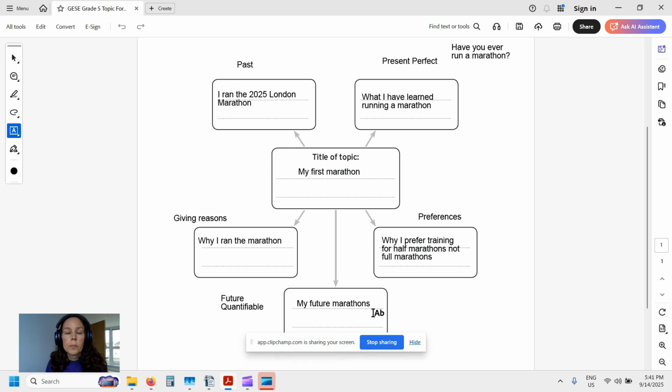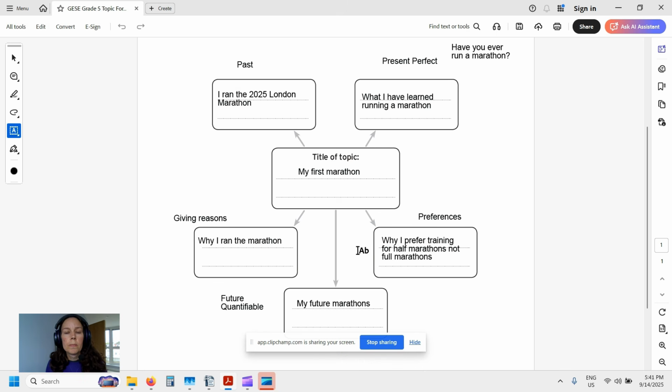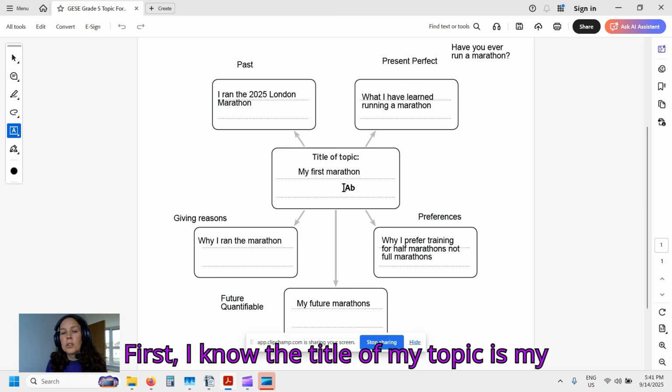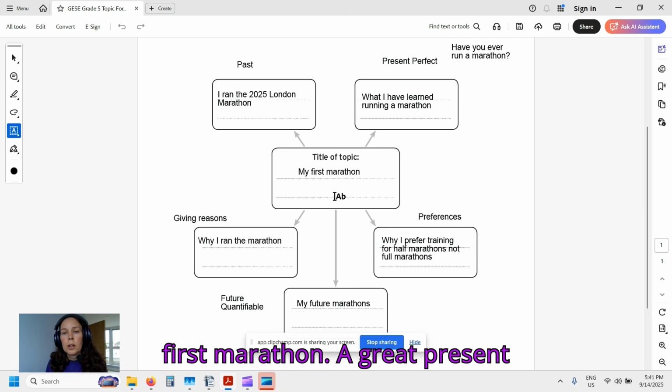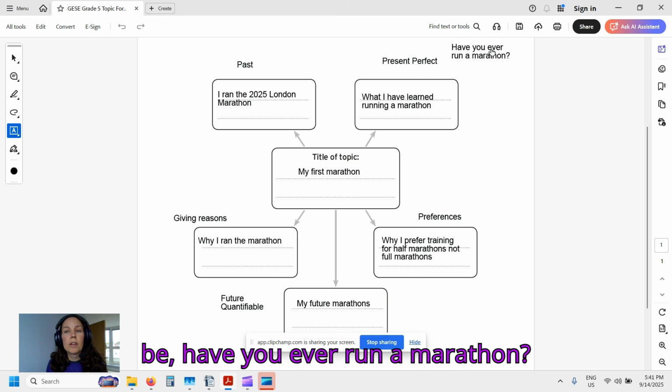Let's think about this. What could the examiner ask us about these subtopics? First, I know the title of my topic is My First Marathon. A great present perfect question from the examiner would be, have you ever run a marathon?